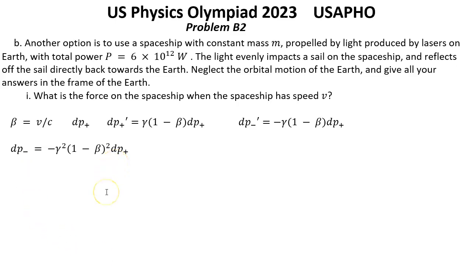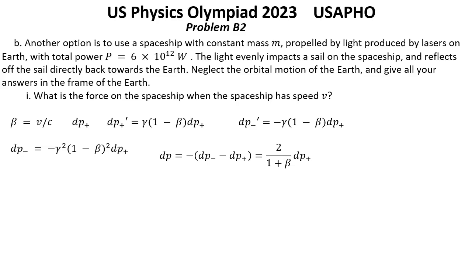And now to count what is the total change of momentum for our spaceship, we have to use the formula negative delta P minus positive delta P, which is equal to 2 over 1 plus beta multiplied by our original momentum delta P plus. Now let's use the expression for our power P.